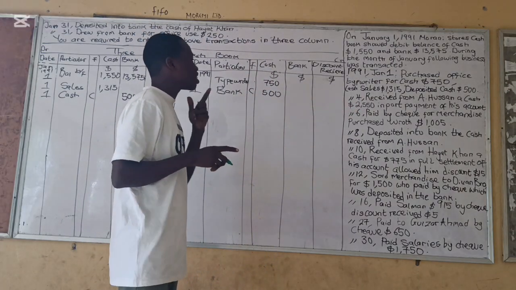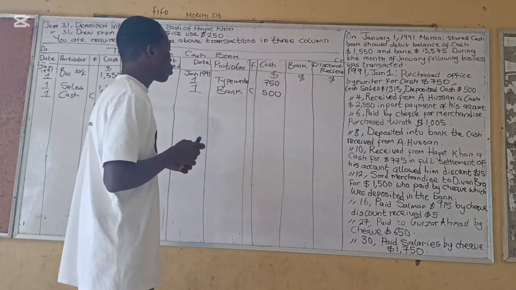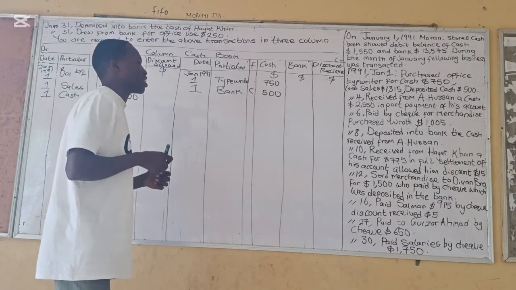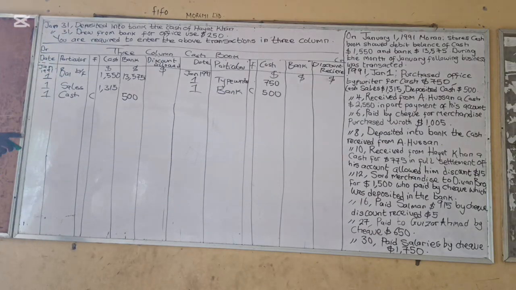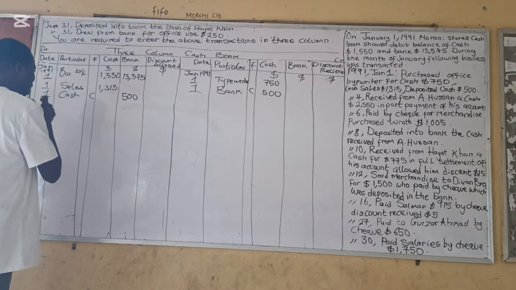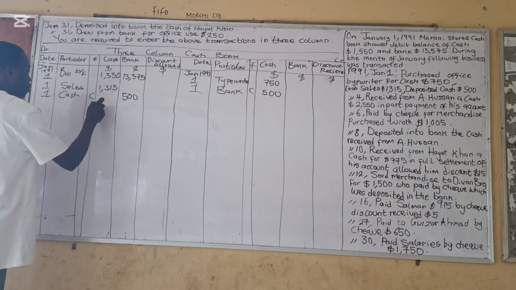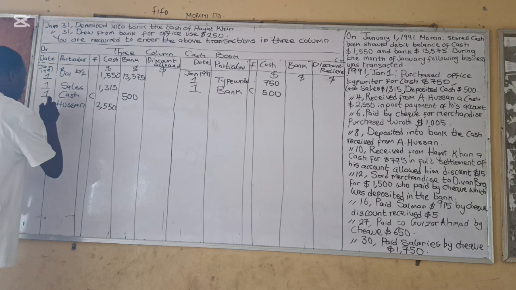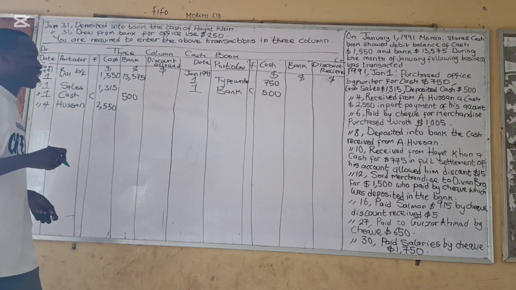On the 4th, we have received from Azan a cash of $2,550 in part of payment of his account. So Azan is paying his account. Then you see when you are receiving, it is going to the debit side. And is it in cash or bank? It is in cash. So debit side of your cash account, which is 2,550. What are you receiving from Azan? Azan. So the date is what? On the 4th January 1991.